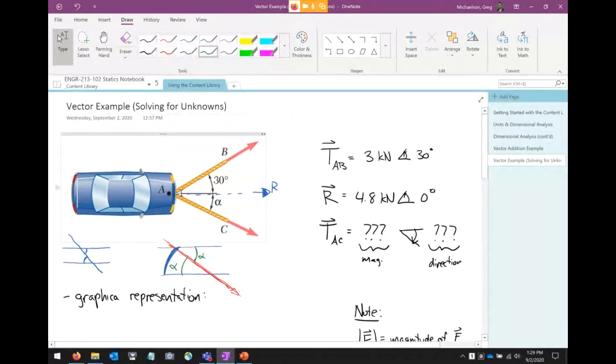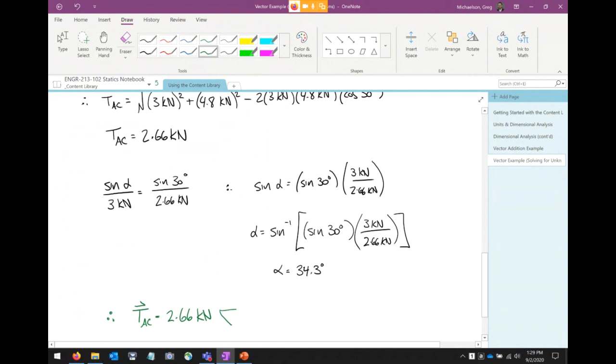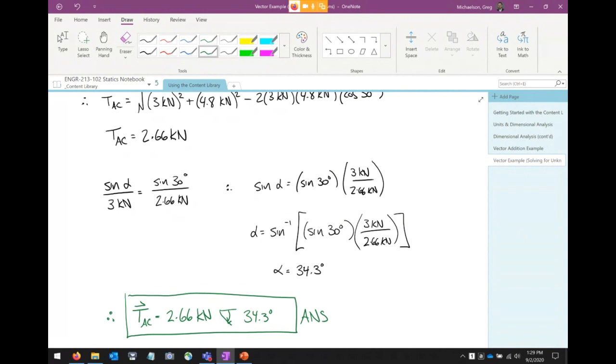So I'm going to draw that like this. And that is at an angle of 34.3 degrees. So what that means is that I got that first rope yanking at 3 kilonewtons at an angle of 30 degrees. If I pull that second rope with 2.66 kilonewtons at that angle, the resultant force will be 4.8 kilonewtons acting straight horizontal. And so it's basically looking at the problem in a little bit of a different light.